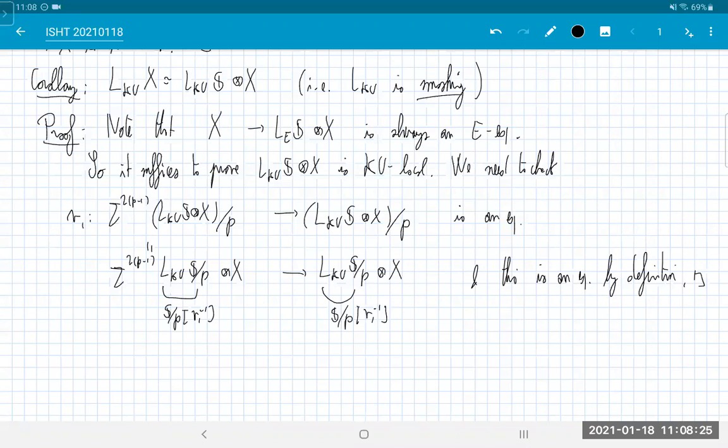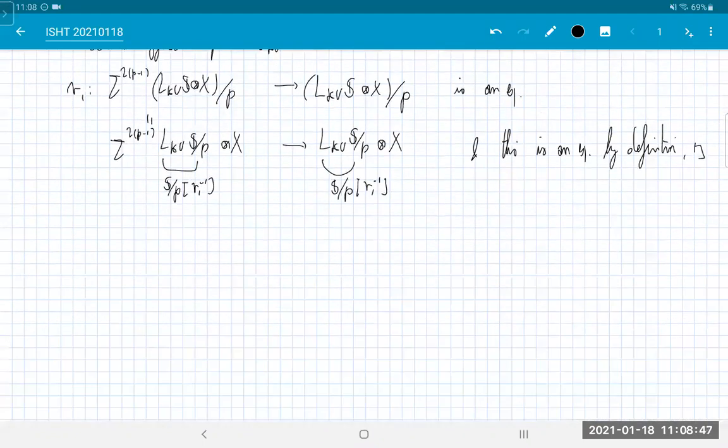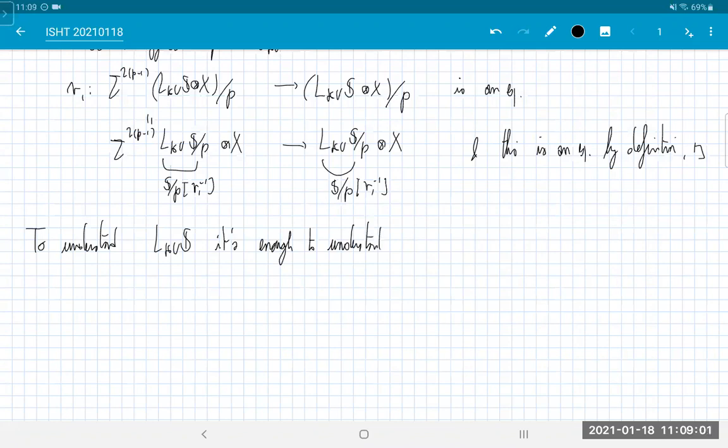Okay, so we almost have a complete description of KU localization. We just need to understand the KU localization of the sphere. And I'm going to use the arithmetic pullback square. So to understand L_KU S, it's enough to understand L_KU S p-completed.